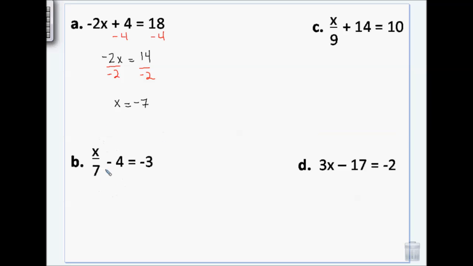Come down here for b. We're going to add 4 to both sides first. So I get x divided by 7 is equal to 1. Multiply by 7. X equals 7.